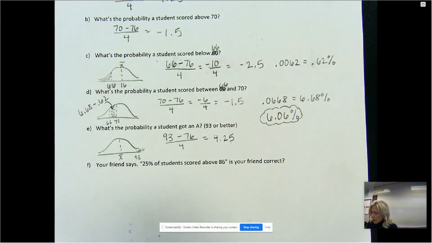Now, when you take your test, all of the data you're going to be working with, you will be able to find on your table. Okay, so all of it will be on the table.